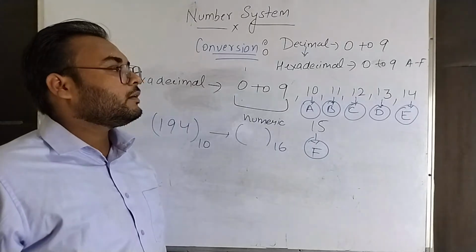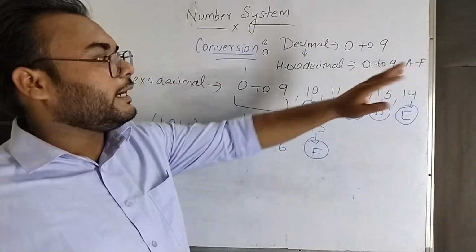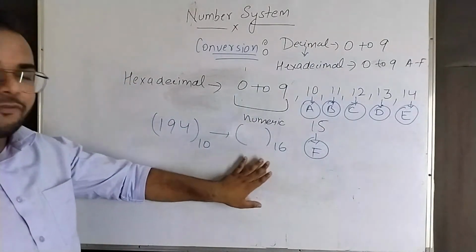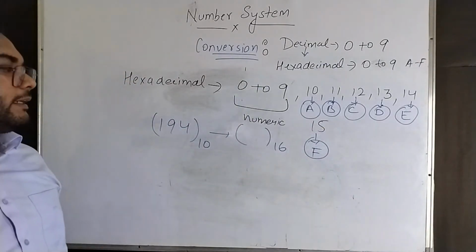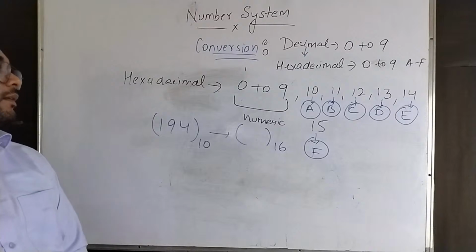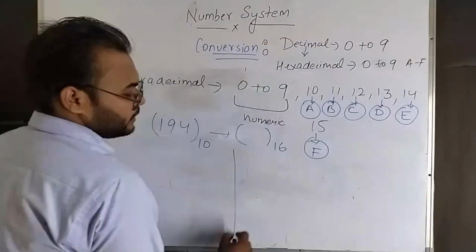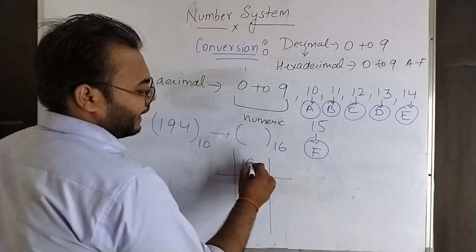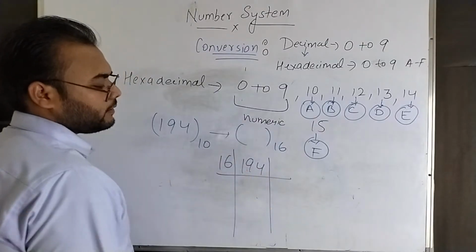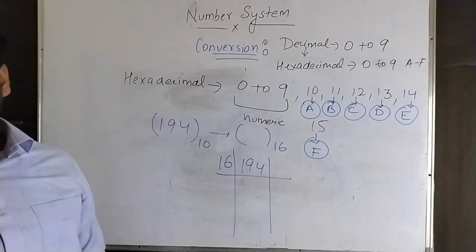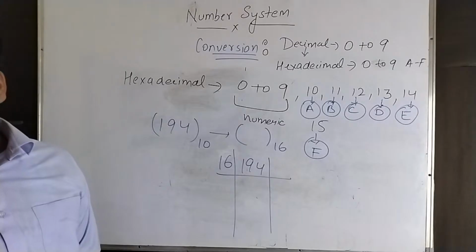Now tell me, 0 to 9 is there, A to F is there. Now tell me the answer. Fast, everyone. Just divide it by 16. Divide this number by 16. Same process: 194, we will divide it by 16. How many times will it go? I'm checking your answers. Do it fast.